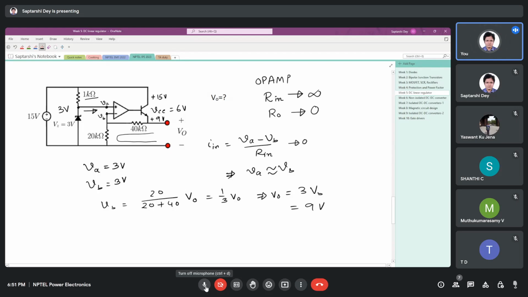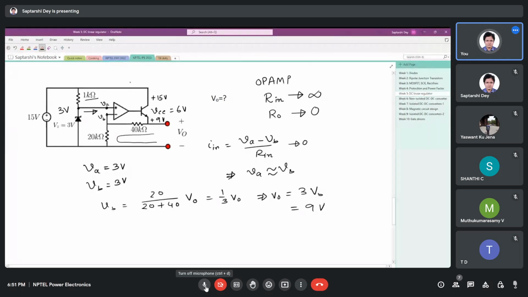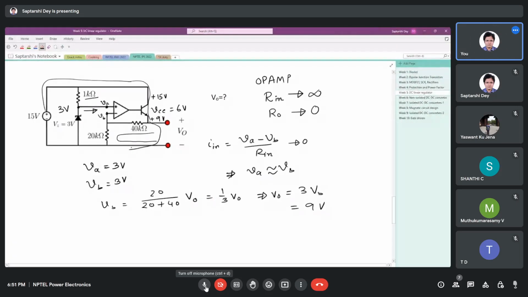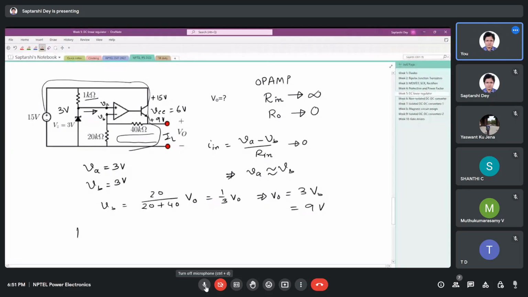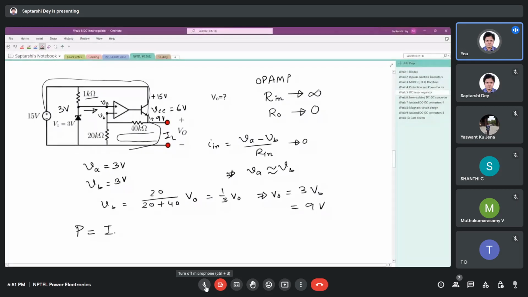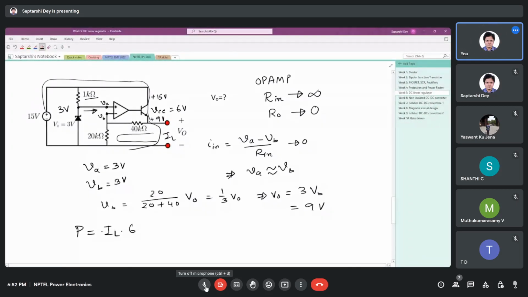You see, the whole load current from the source is coming through this transistor only. So whatever load current you have, say IL, the power loss in the transistor is IL times 6. More is the current, more is the loss. This is a drawback of linear regulators, as you know. This is nothing but a variable resistance.